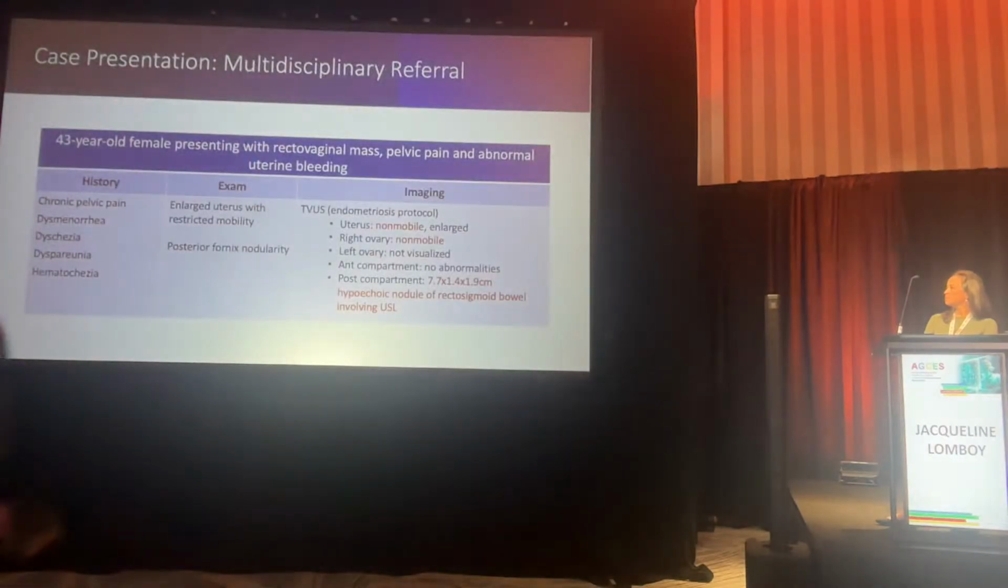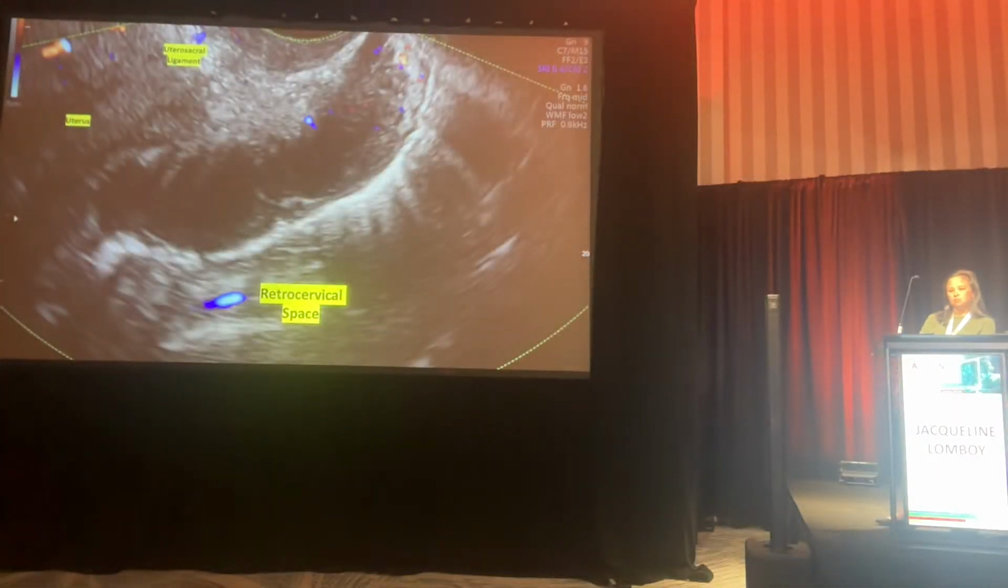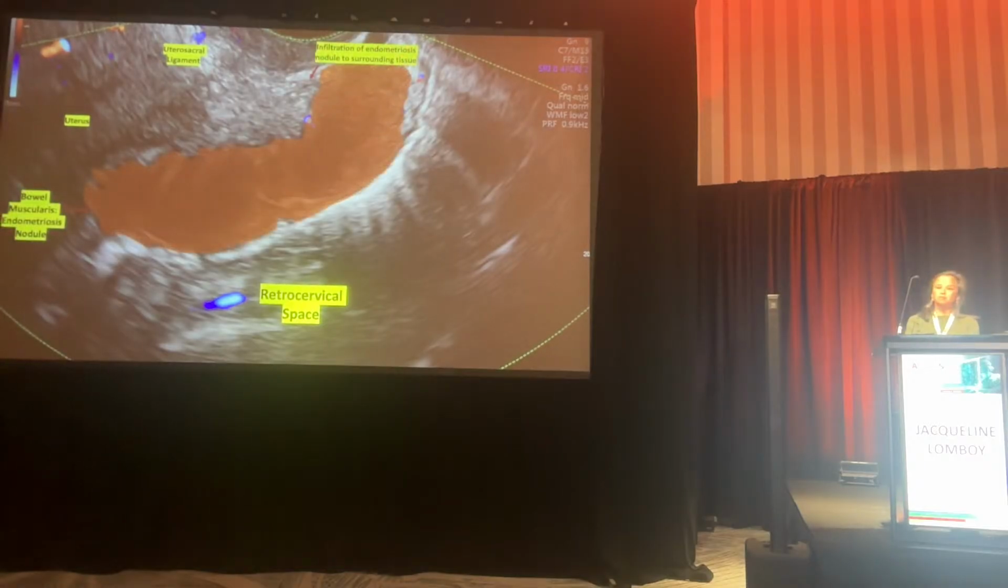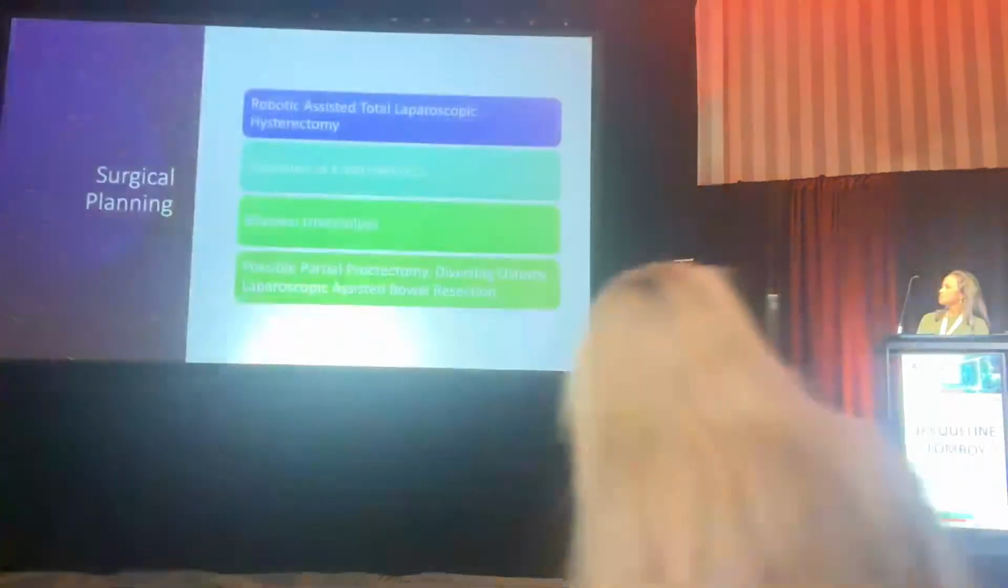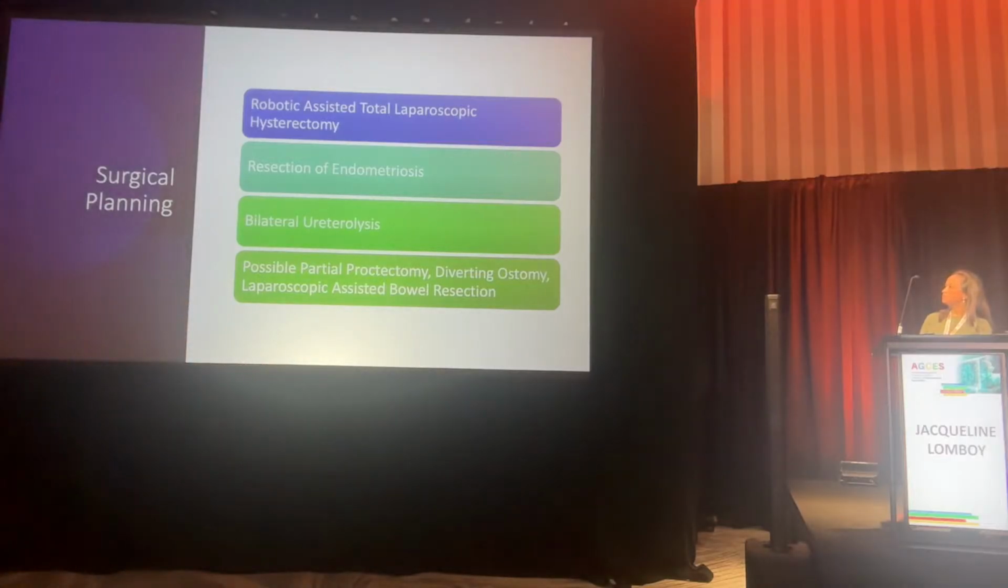She reported a long-standing history of pelvic pain and dysmenorrhea, along with other symptoms consistent with bowel endometriosis. Examination revealed an enlarged and mobile uterus with nodularity in the posterior fornix. A transvaginal ultrasound was performed that showed a non-mobile enlarged uterus, as well as a 7-centimeter hyperechoic anterior bowel lesion with infiltration of the uterosacral ligaments and posterior uterus, as illustrated here. After comprehensive counseling with a multidisciplinary approach, she was consented for a robotic-assisted hysterectomy, resection of endometriosis, possible partial proctectomy, diverting ostomy, and laparoscopic-assisted bowel resection as a co-case with our colorectal surgical team.